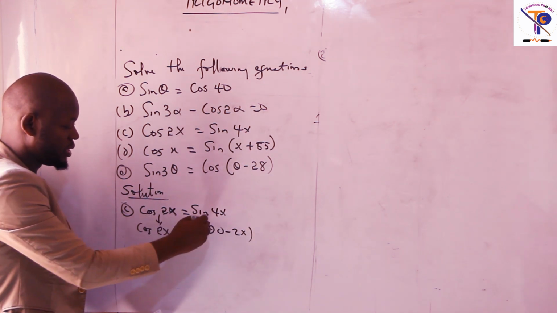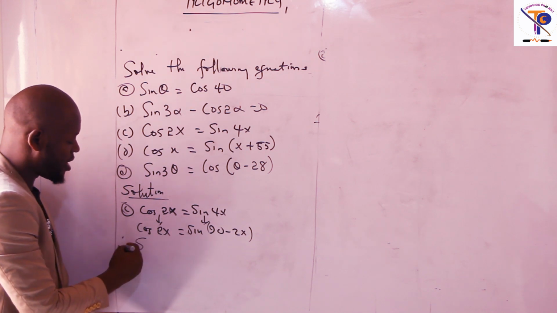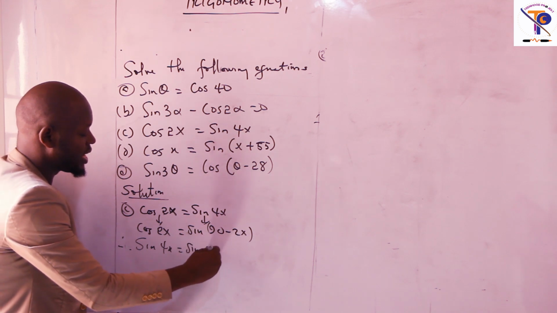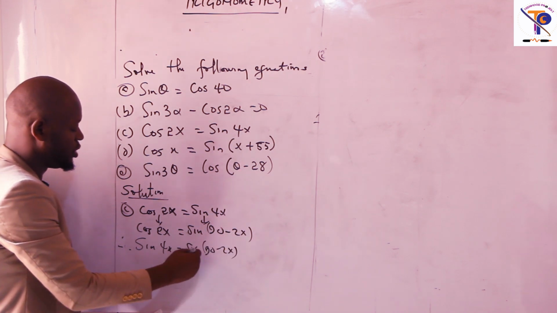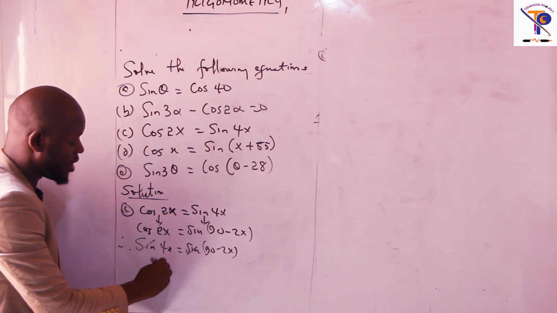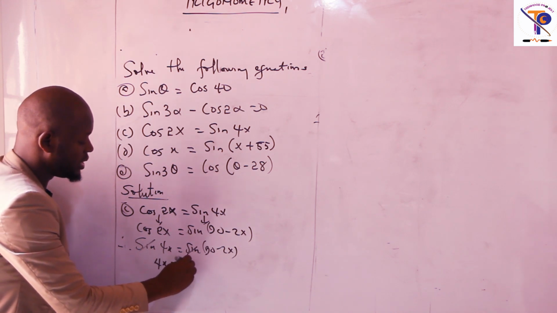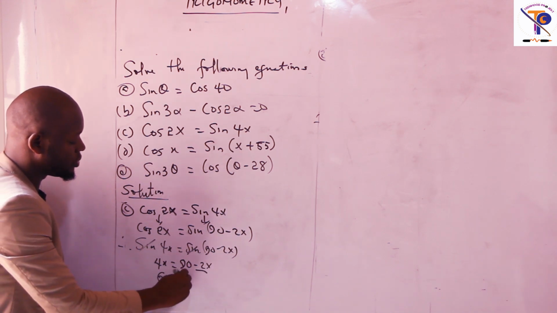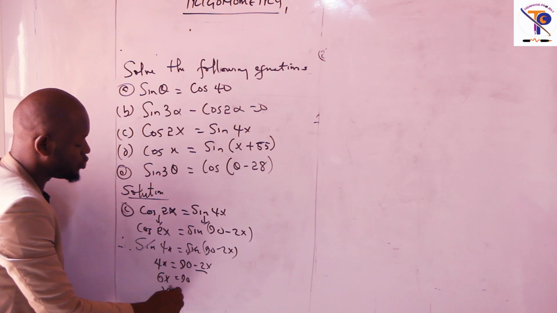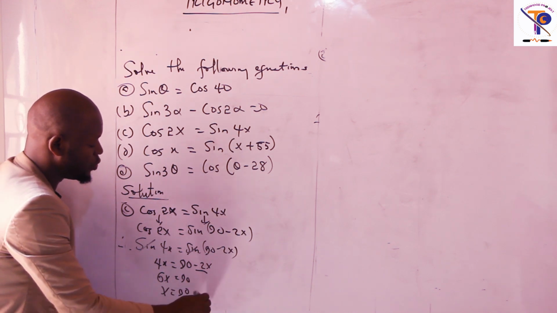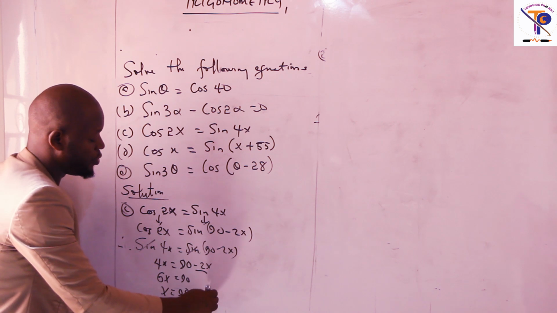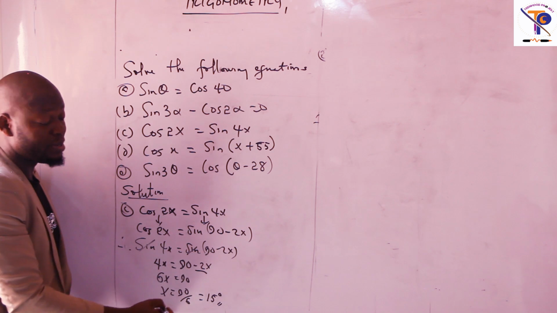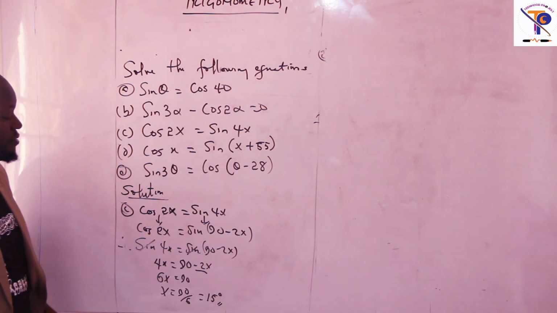So this one goes, then we relate this one. I will have sine 4x is equal to sine 90 minus 2x. So this will go, that is the intention. Then I have 4x is equal to 90 minus 2x. If I bring this to this side, I will have 6x is equal to 90. So I will have my x to be 90 over 6, which is equal to 15 degrees. So 6 in 9, that is 1 remainder. 3 in 30, that is 15.